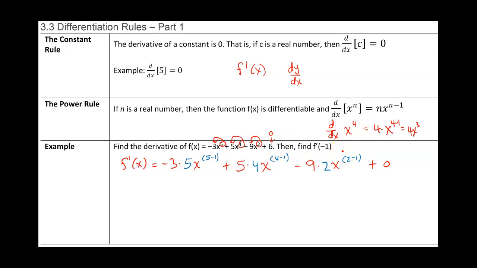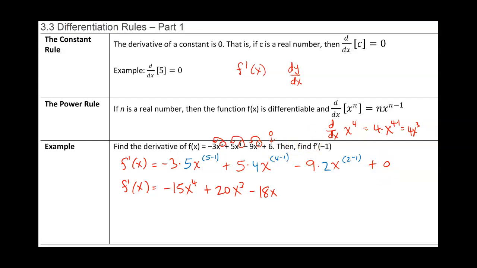Now, I wrote this out the long way, but as we practice this more, we can just do it mentally, right? So 5 times negative 3 is negative 15, 5 minus 1 is 4, so we have negative 15x to the fourth. 4 times 5 is 20, you take away 1, we have x cubed. Negative 9 times 2 is negative 18, you take away 1, we have x. Then the derivative of 6 is going to be 0 because it is a constant. So that's f prime of x.